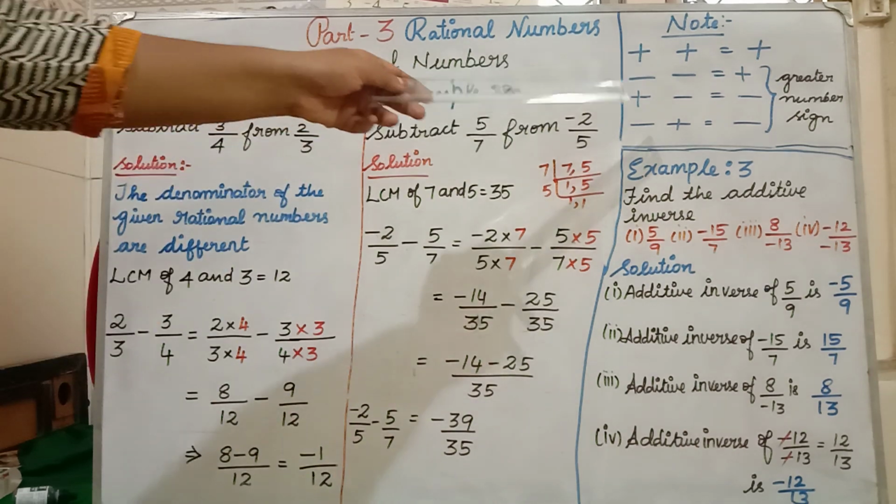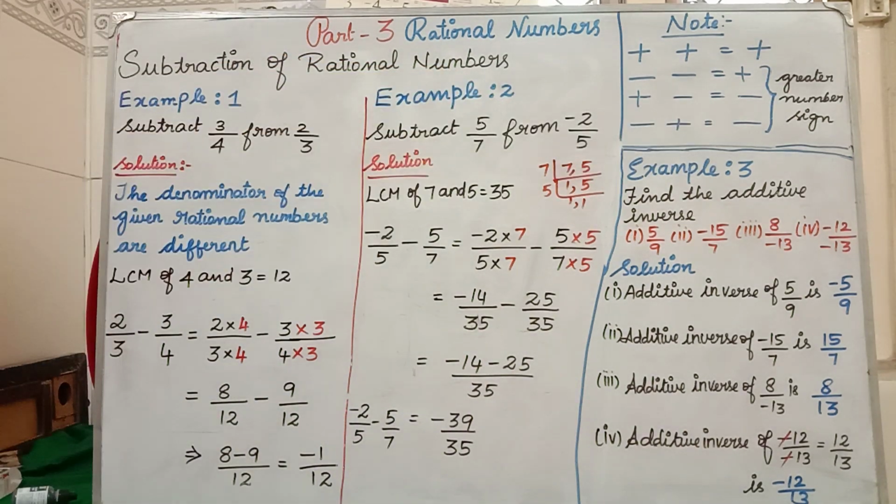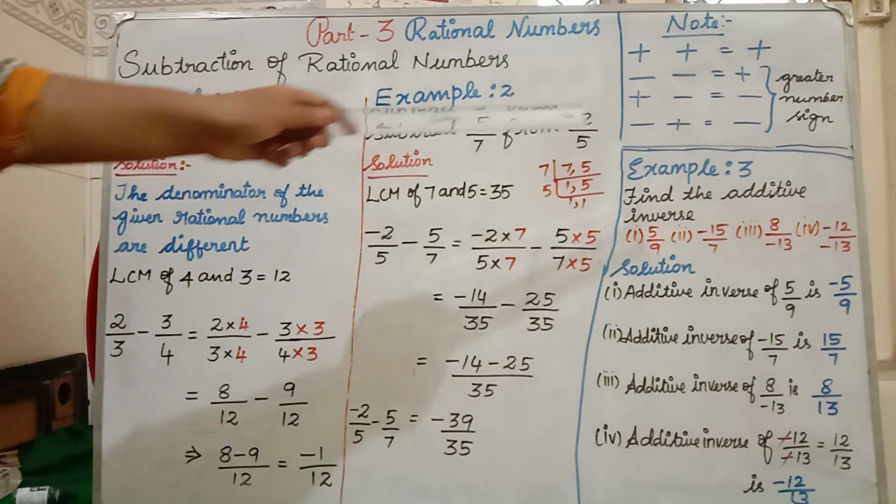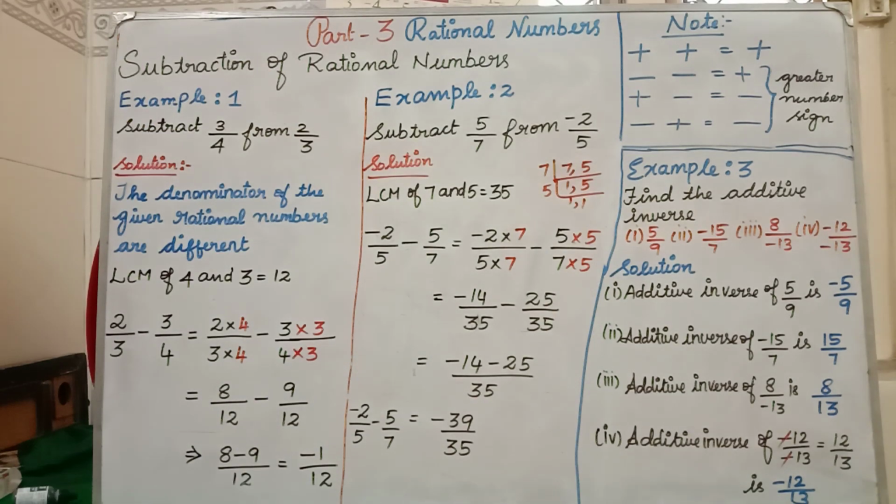Now, if one number is positive and another number is negative, you have to subtract. Again, you have to see the greater number's sign. That is very, very important. This we have learnt in part 2 video itself. For that, I gave some examples and an assignment also. I hope you all have done that.